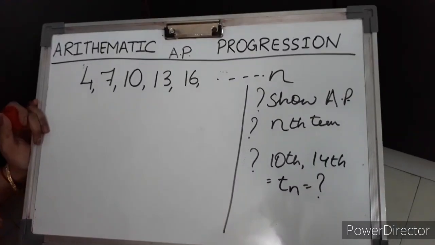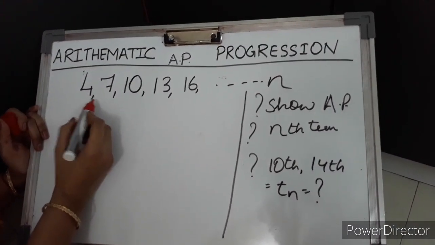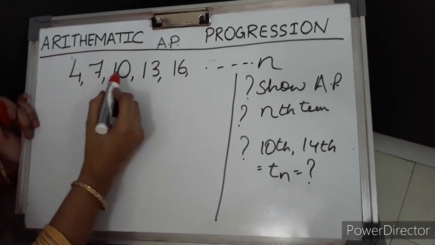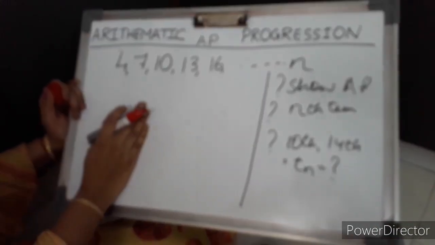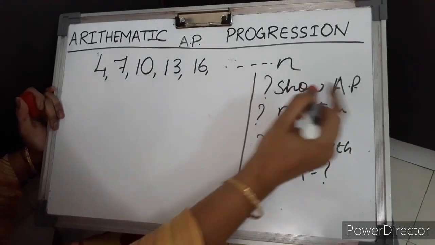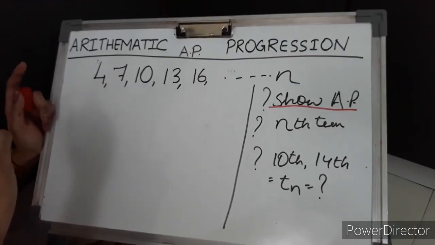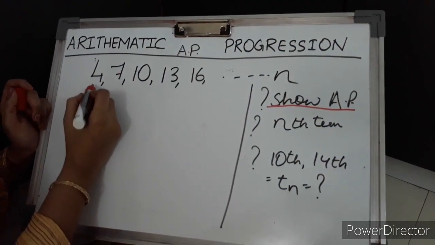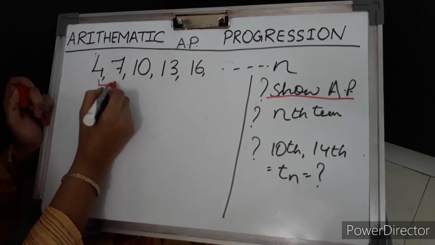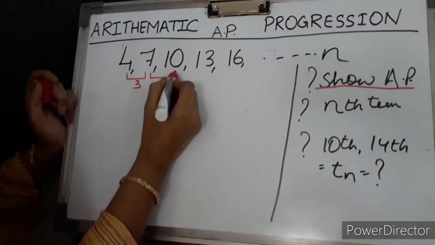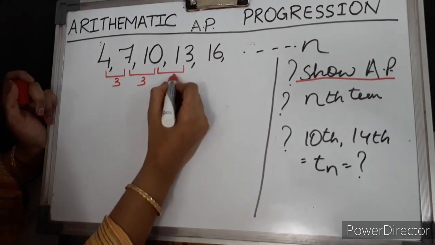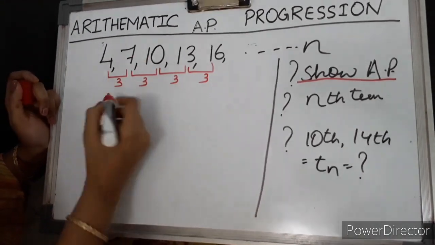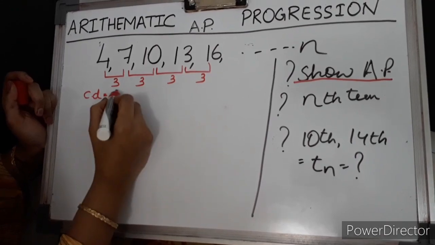Now suppose we take an example. Suppose this is a series: 4, 7, 10, 13, 16. The question is, if this series is an AP series, what do we have to do? We first have to check the common difference. That is the main rule to check whether the series is an AP. Between 4 and 7 it is 3, 7 and 10 again 3, 10 and 13 it is 3, 13 and 16 it is 3. You can see the constant difference is 3 here.